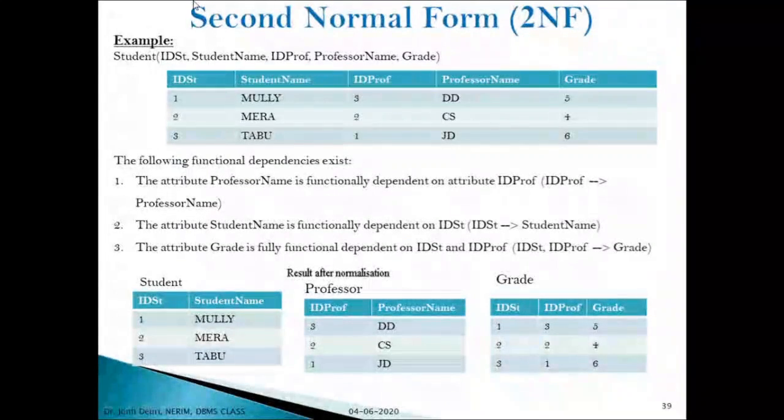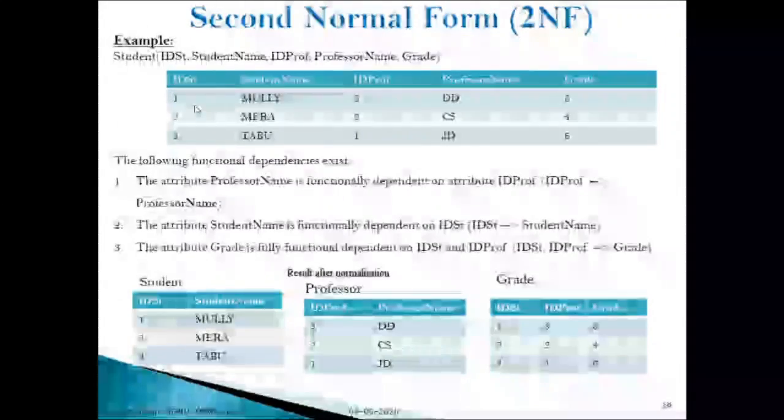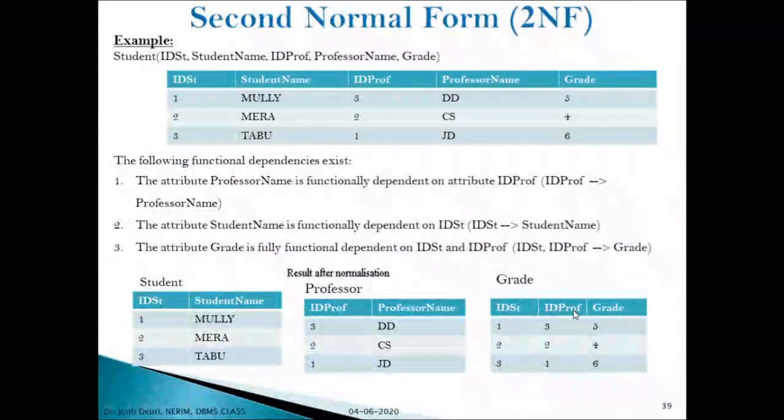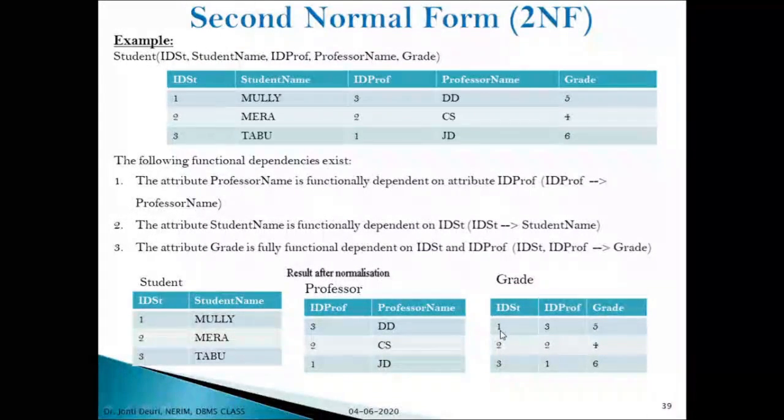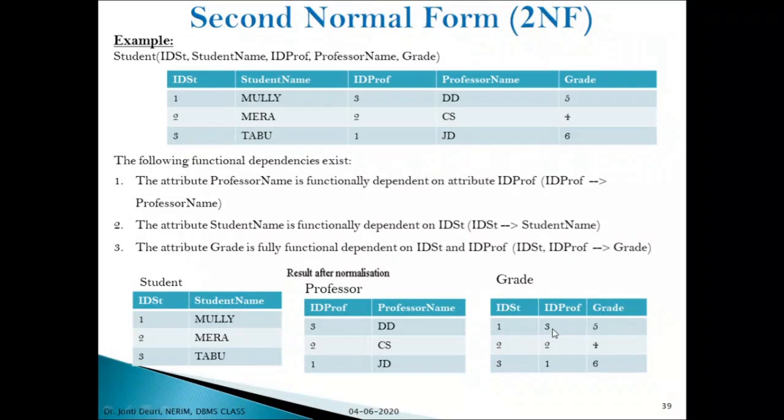See, if I take student ID 1 and the professor ID is not given, then which grade will I choose? Which subject will I choose? It may be for professor ID 3, 2, or 1. Which one will I choose? Here it is properly given, right? For student ID 1 and professor ID 3, the grade is 5. So this is fully functional dependent here, all right? So this table is now in second normal form.